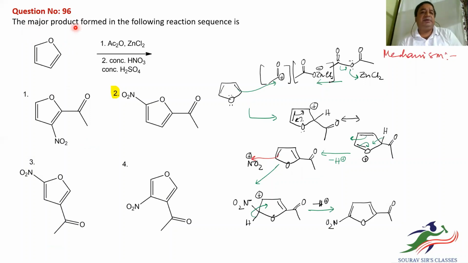96. The major product formed in the following reaction sequence is given. Here we have been given acetic anhydride in presence of the Lewis acid ZnCl2. Now what happens when you have acetic anhydride and ZnCl2? There will be a formation of an electrophile. The lone pair will be taken up by Zn, forming the corresponding anion, and this is the electrophile. This electrophile can be attacked by the pi bond of the furan at the 2 position, and it will undergo electrophilic substitution reaction as I have shown in the mechanism.